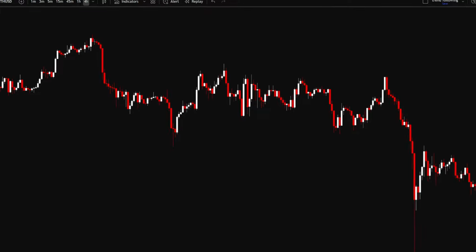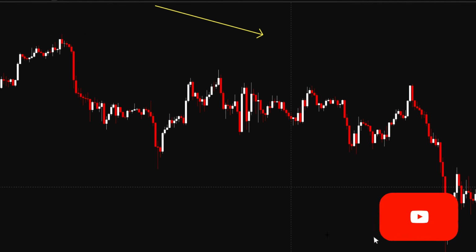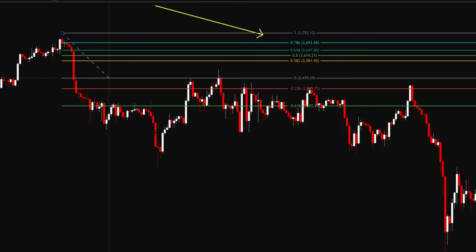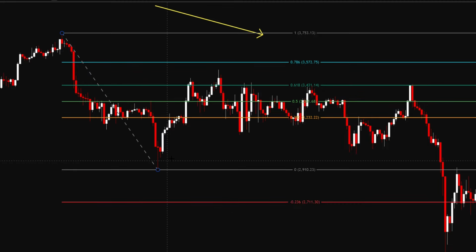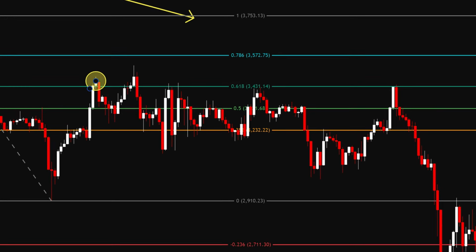Alright, now flip it. Downtrend setup. Draw your Fib from swing high to swing low. Price retraces back up to 50. Price backs up to this Fib zone. A bearish rejection candle, that's your short signal. Stop loss above the swing high. Targets at minus 23.6 or minus 61.8. Simple, structured, repeatable.